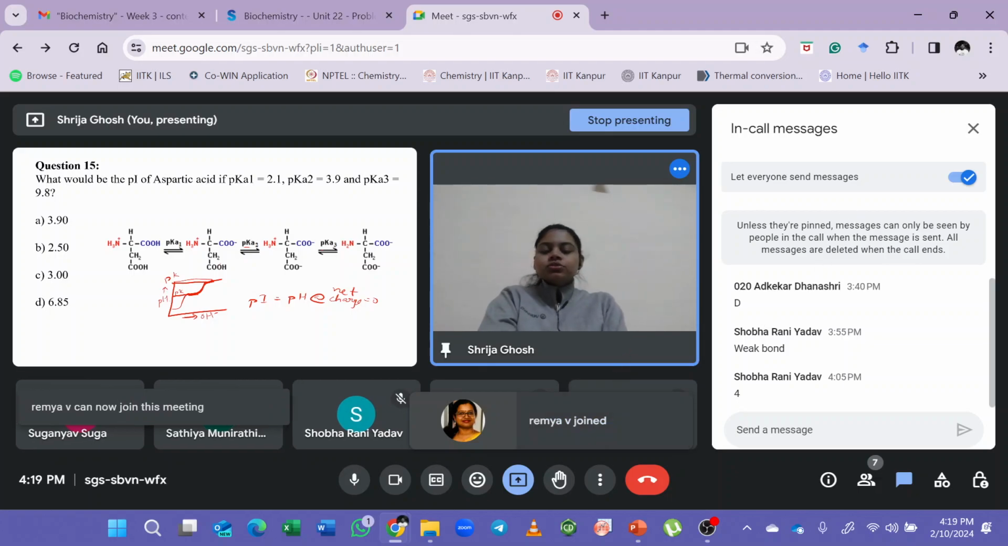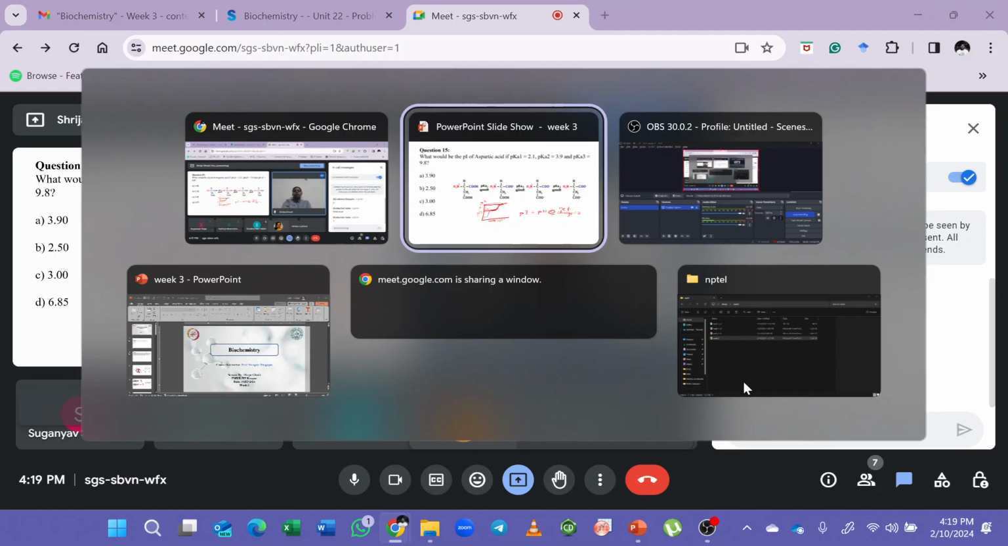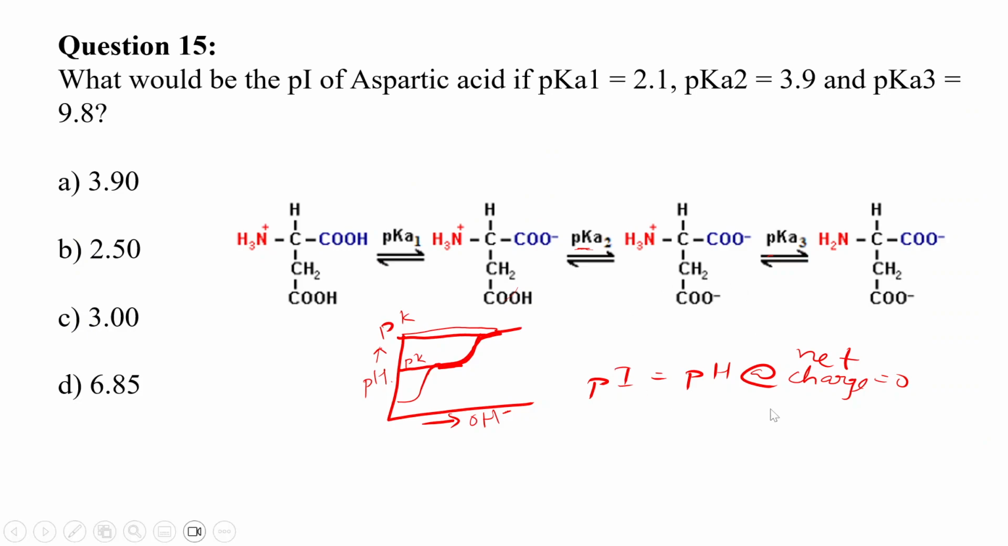Okay. So if you see here, pI is basically the pH at which net charge is 0. I have an amino acid that is fully protonated. The amino group is protonated, the carboxylic group is protonated, and the side chain is protonated. At a very low pH, everything will be protonated. Now if I keep on adding base to this, what will happen?